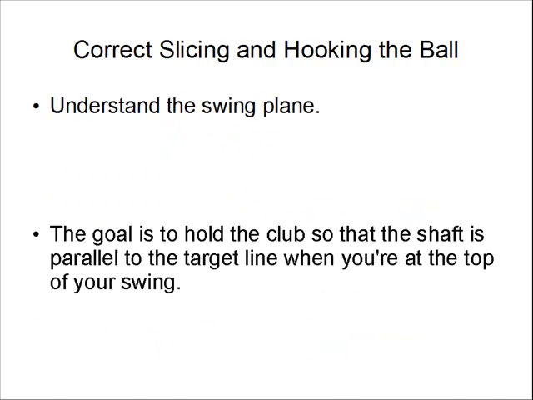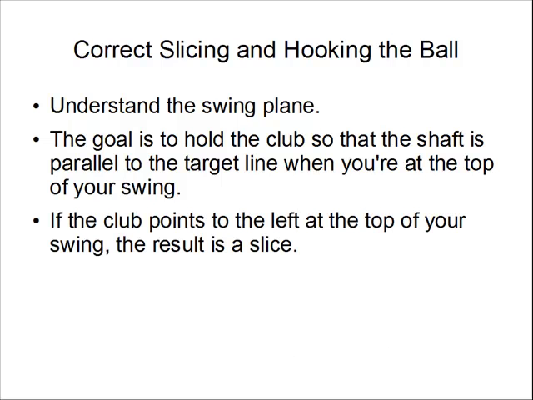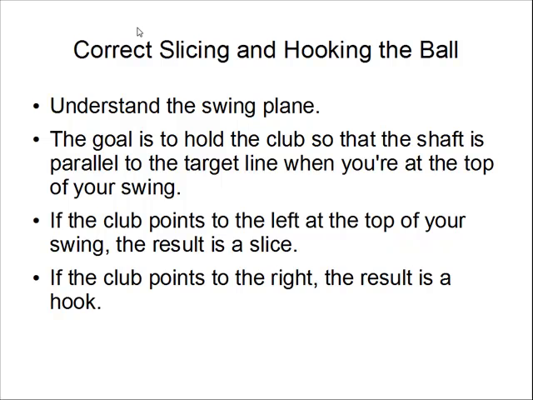Understand the swing plane. The goal is to hold the club so that the shaft is parallel to the target line when you're at the top of your swing, and this is to help you correct your slicing and hooking the ball. If the club points to the left at the top of your swing, the result is a slice. If the club points to the right, the result is a hook.